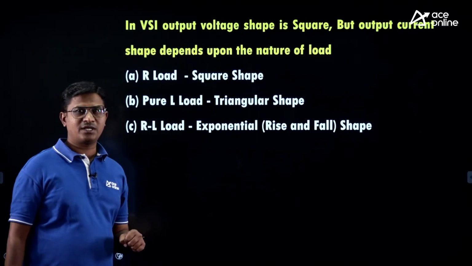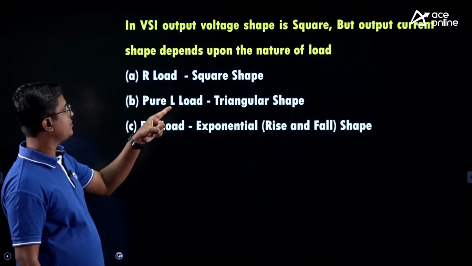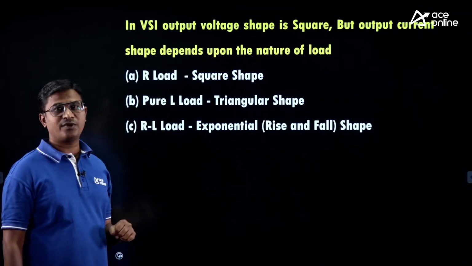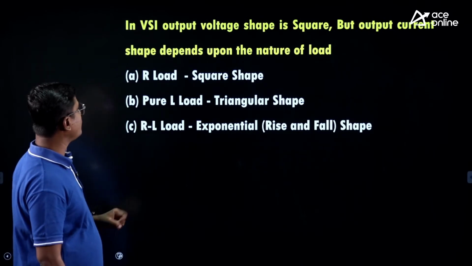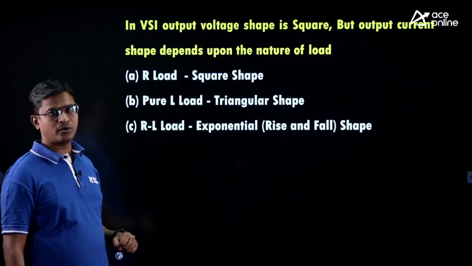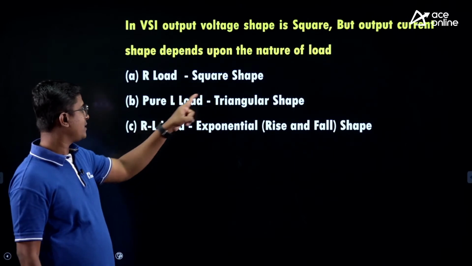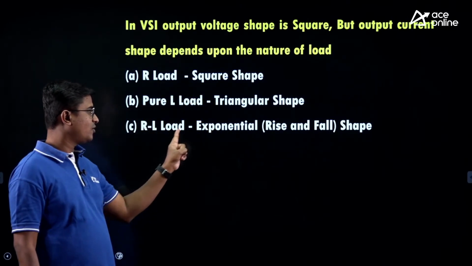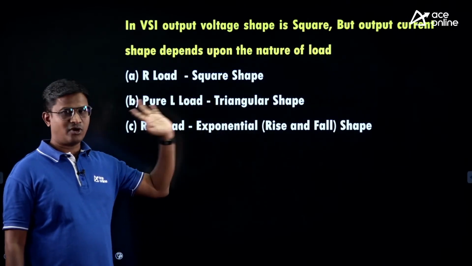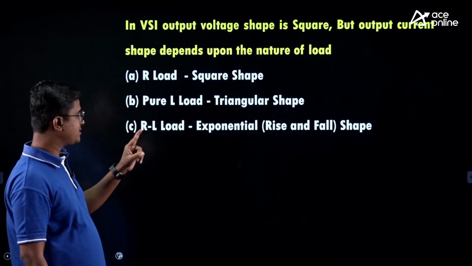Same thing I have written here. In a voltage source inverter, the output voltage wave shape is a square function, whereas the output current wave shape depends on the load. For R load, it is a square. For L load, a triangular. For RL load, exponential rise, exponential fall type of wave shape. They have asked a question based on this.